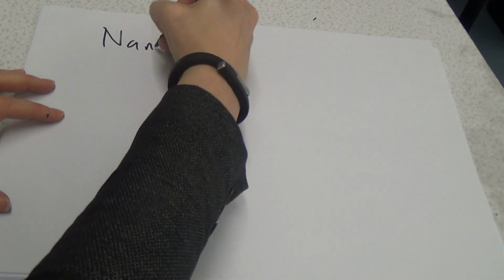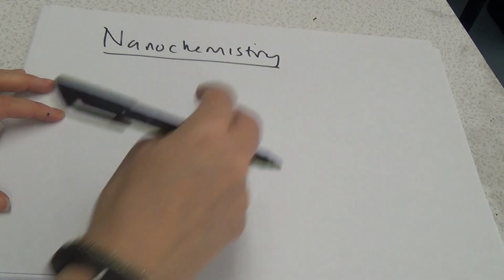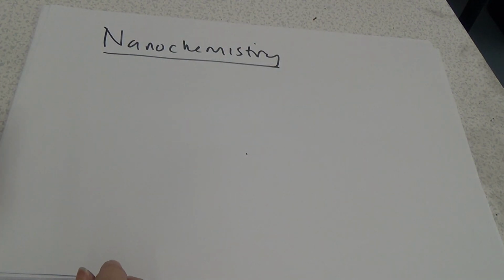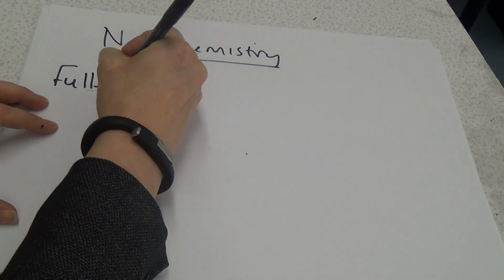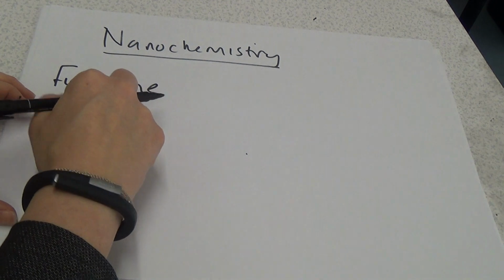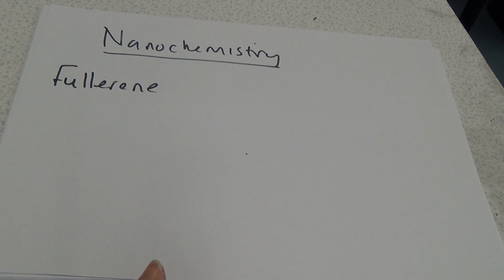Now, within this section is also something called nanochemistry. And the word nano means a very, very small value. So what we're talking about is structures that are so incredibly small but could be incredibly useful. So we're looking at a group of chemicals called fullerenes. And fullerenes break into 2 key structures.